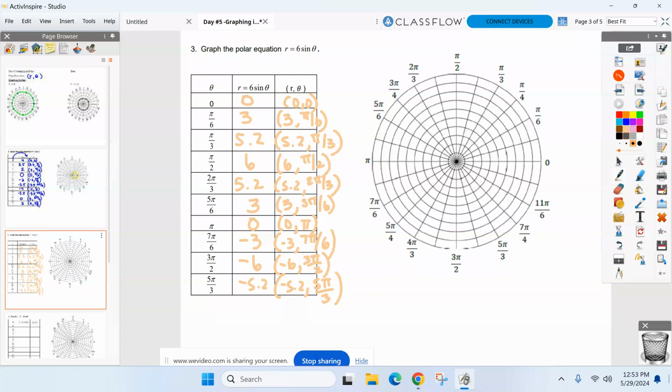Ready? Okay, let's graph it. We know it's going to be a circle. Let's take a look what it looks like. So it starts at the pole. 3 pi over 6. (5.2) pi over 3. Again, be in the ballpark of 5.2. And remember, we're not graphing every point. If we graphed every point, it would start looking more like a circle. But I'm already hearing whining about graphing this many points, so God forbid I ask for more.